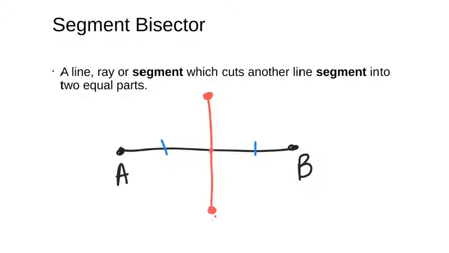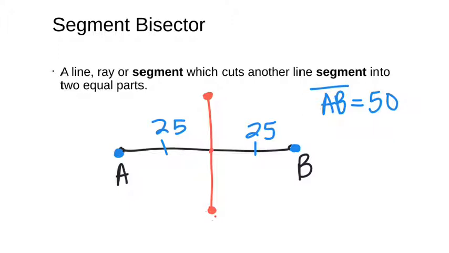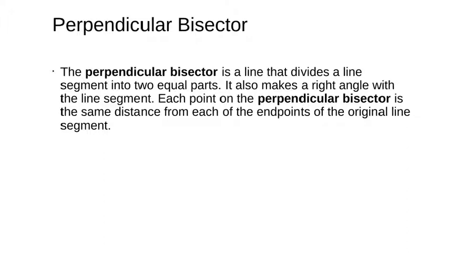So if AB was 50, from A to B, if that whole thing was 50 and we had a segment bisector, that would cut it into two equal pieces. We'd have 25 and 25. Segment bisector just means it cuts the segment in half, it bisects it. Same thing, a perpendicular bisector is still a bisector.